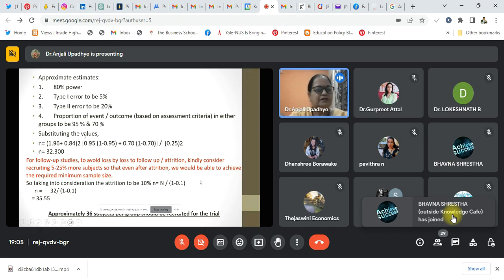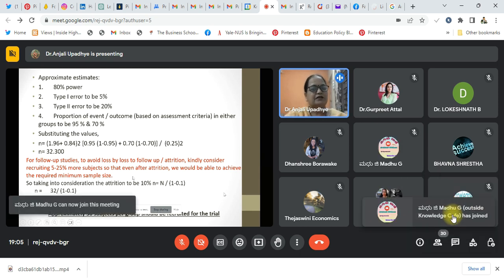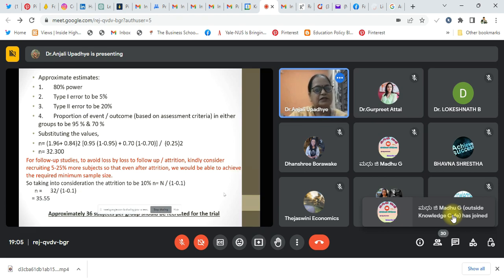But what happens sometimes in follow-up studies, to avoid loss to follow-up or the attrition rate, kindly consider recruiting 5 to 25% more subjects, so that even after the attrition we would be able to achieve the minimum sample size. So taking into consideration the attrition of 10%, n is equal to n divided by 1 minus 0.1, which comes to 35.55. That means the approximate sample size taken for the experiment should be 36. And this is called a valid sample size for the calculations.